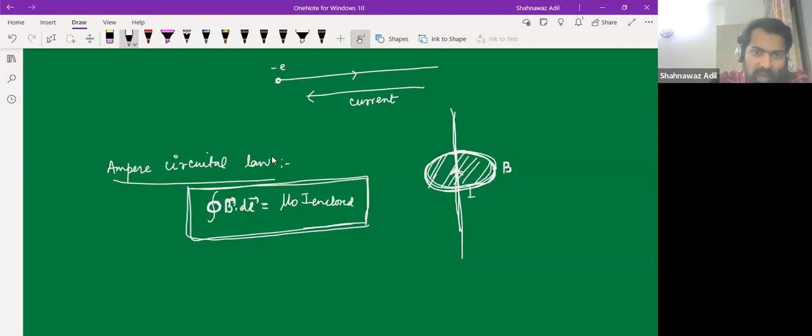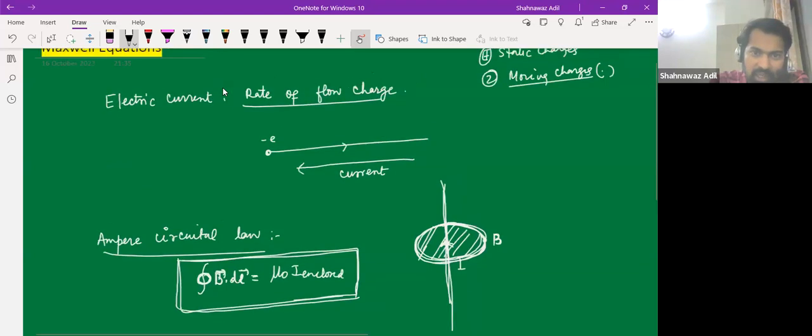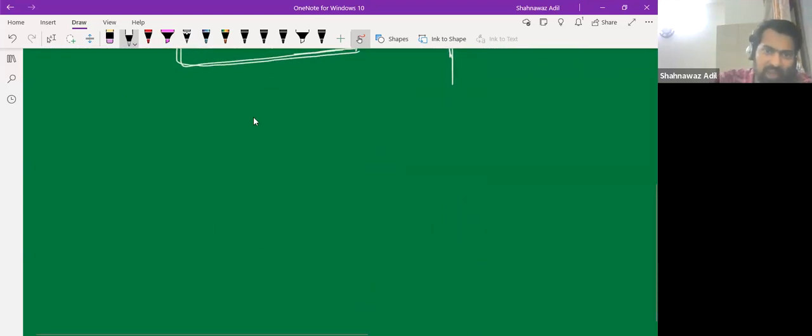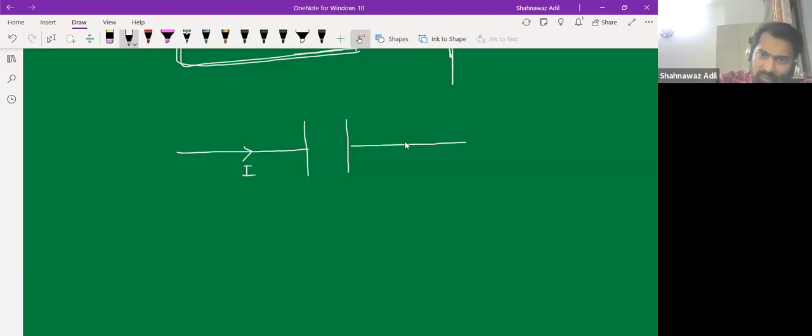But what Maxwell found out is this. Let's say we have a capacitor, and this is the current which is flowing. When this current is flowing, there would be positive charge created at this plate, and negative charge at the other. So is there any charge flowing in this direction inside this capacitor?